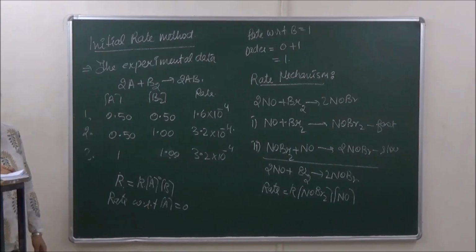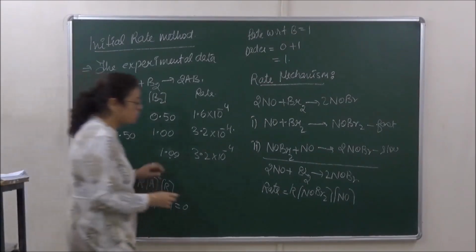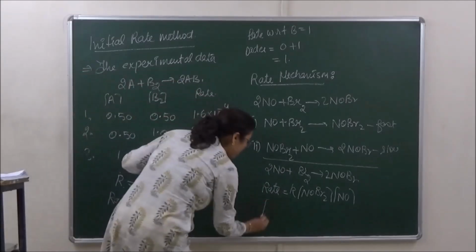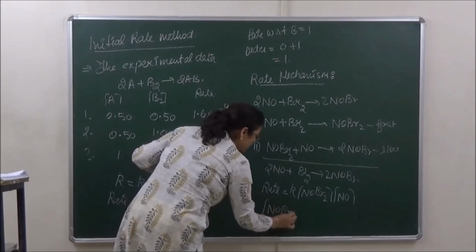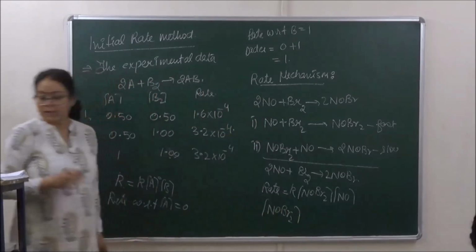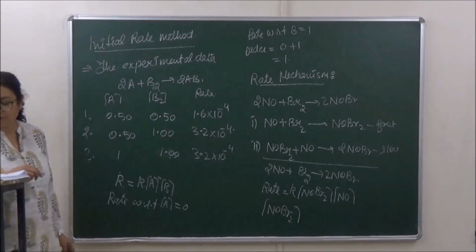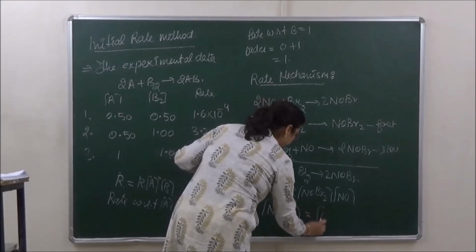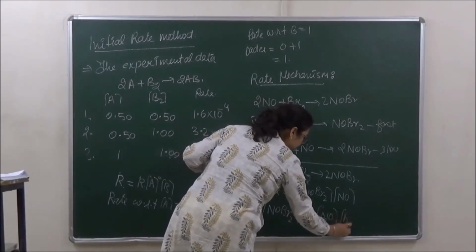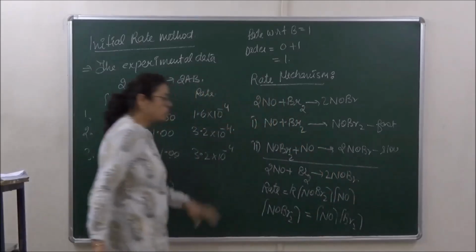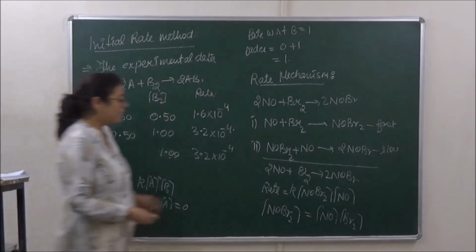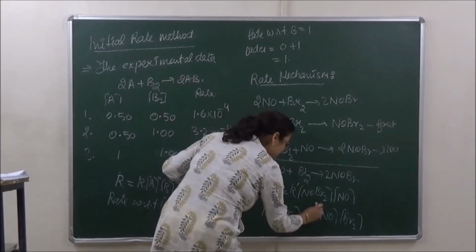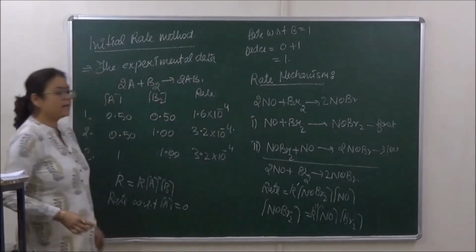Okay? But as you can see, in the overall reaction there is no NOBr2 present. So the concentration of NOBr2 is given as what? In the overall reaction there is no NOBr2 present. So we say that the concentration of NOBr2 is given as K dash into concentration of NO into concentration of Br2. And over here we are putting K double dash.